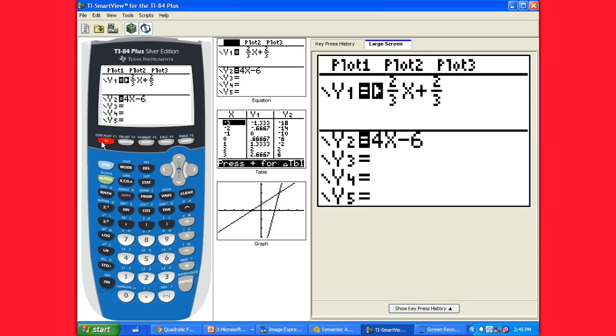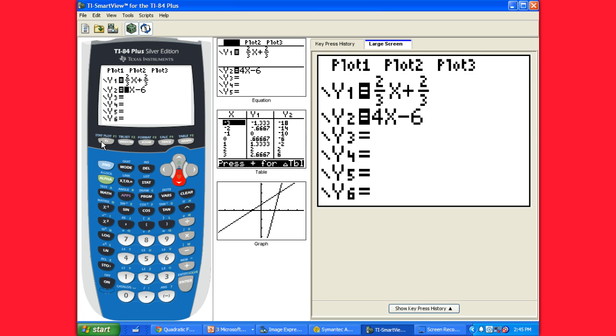So let's do that. Here were those two equations that we just had, 2/3 x plus 2/3 and 4x minus 6. Type those into y1 and y2: 2/3 x plus 2/3 and 4x minus 6. If you don't have the new operating system with MathPrint, no problem. You just put your fractions in parentheses. So parentheses 2 divided by 3 parentheses. That's fine.